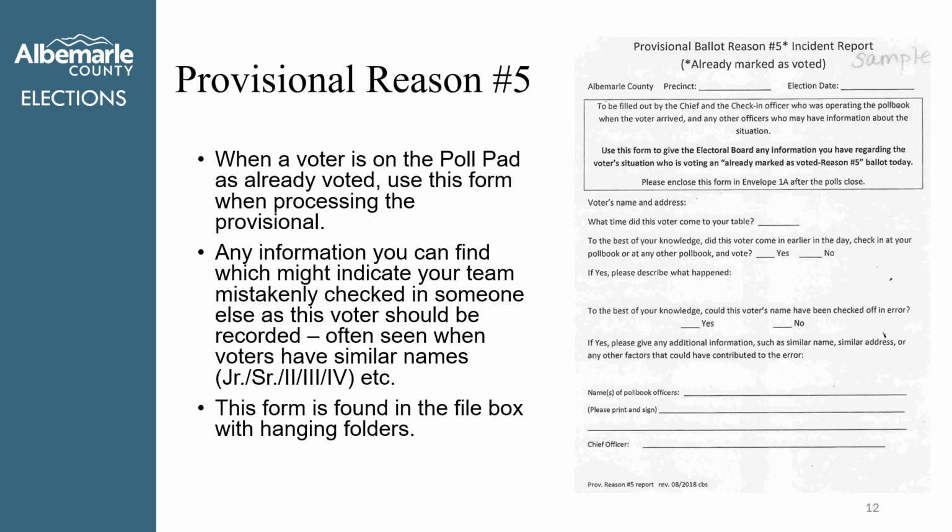This form enables you to capture any information you can, which might indicate that your team mistakenly checked in someone else as this voter, such as when junior is checked in, but you should have checked in senior, or two people with similar names are checked in. It's not uncommon that EOs will say, oh yeah, we did such and such so-and-so earlier. Information like that can be very useful to the electoral board in considering the provisional vote to determine if this vote should be allowed to be counted and to make sure that someone is not voting twice.